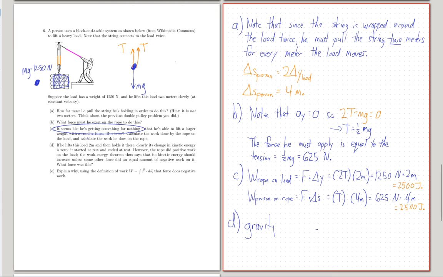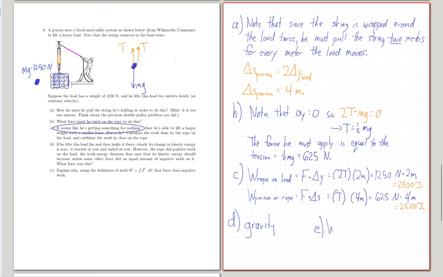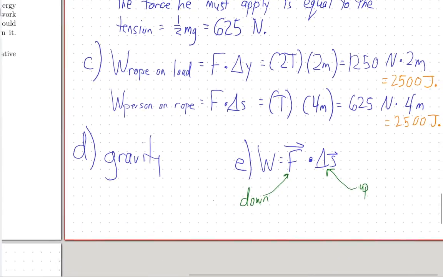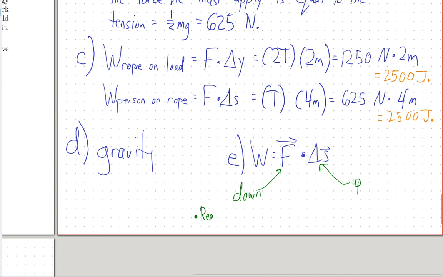And for part E, why does this do negative work? Work is the dot product of force and displacement. There's no integral to do here because both force and displacement are constant throughout the motion. So here, the force is down, the displacement is up, and regardless of my coordinate system, down times up is negative.